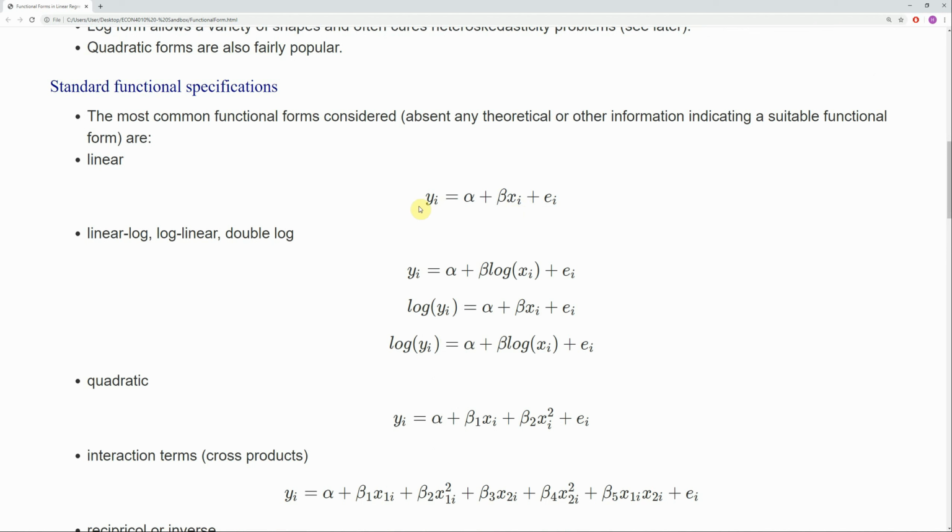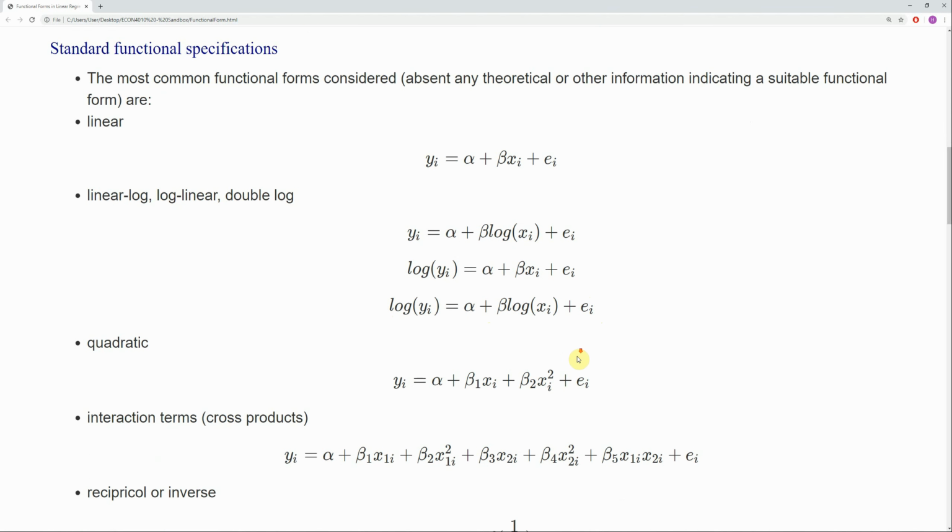Now, the three other instances could be linear log, log linear, and double log. The order of these terms is left-hand side and right-hand side. So linear log means that the left-hand side is linear and the right-hand side has a log transformation. Log linear means that the left-hand side has a log transformation and the right-hand side doesn't have any transformation. It's just presented in a linear format. And double log means that both sides have log transformation. So here the first one is linear log, the second one is log linear, and the third one is double log.